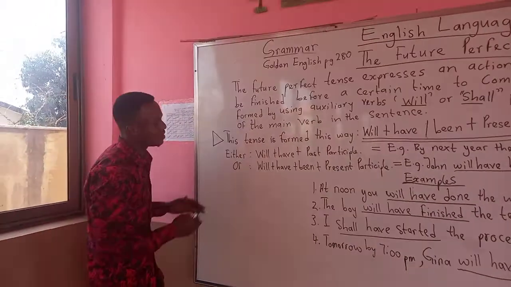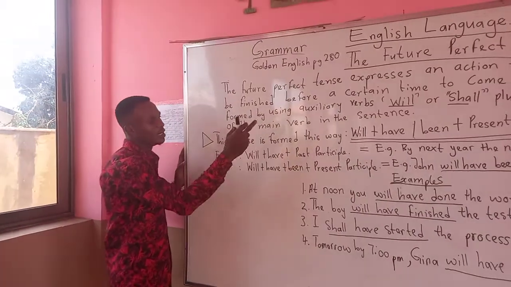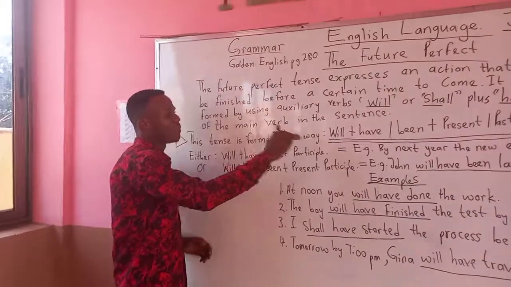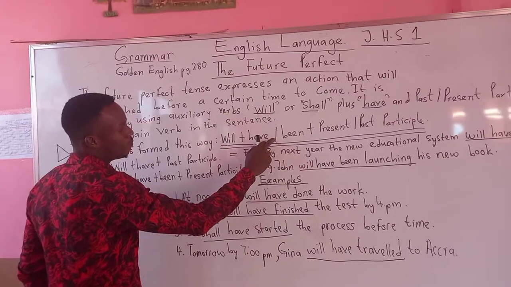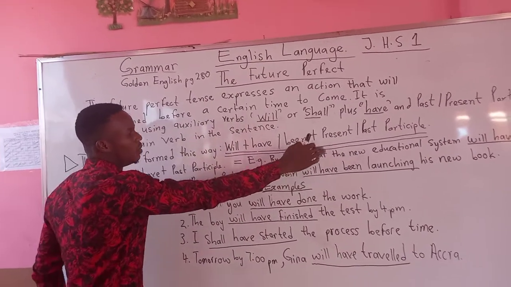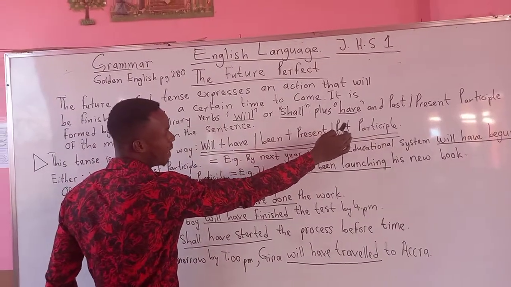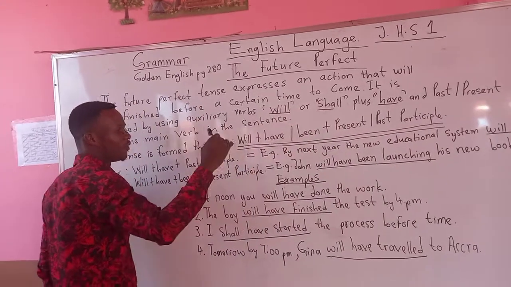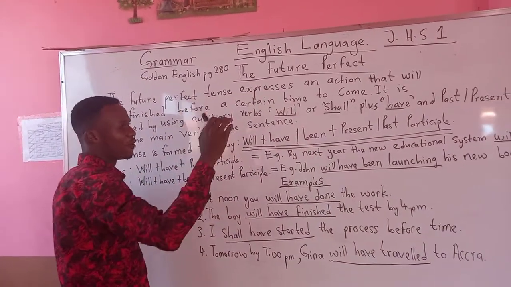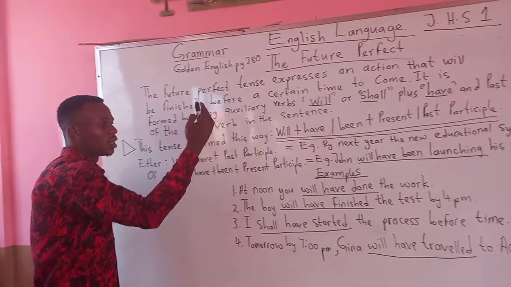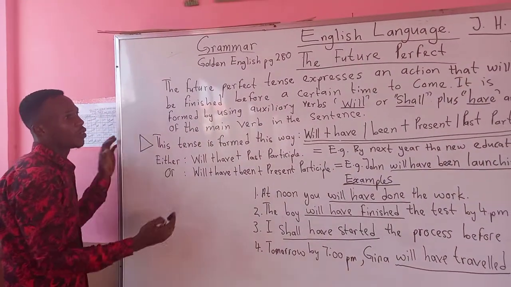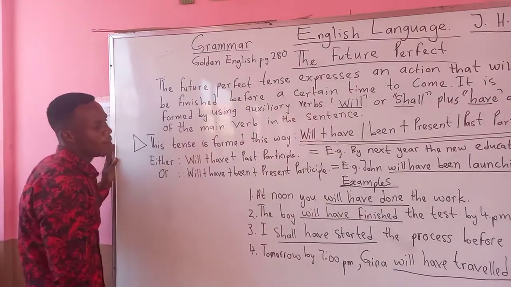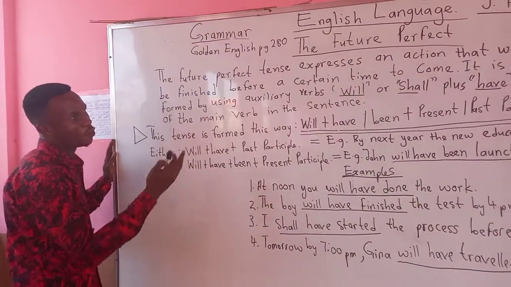I will take it for the last time. This tense is formed this way. So we are really going to base it like this. We have will plus have plus or be plus present or past participle of the main verb to form the future perfect. You can either use the first one or the second one. All the four fall under the future perfect.